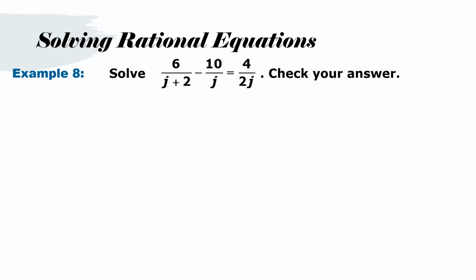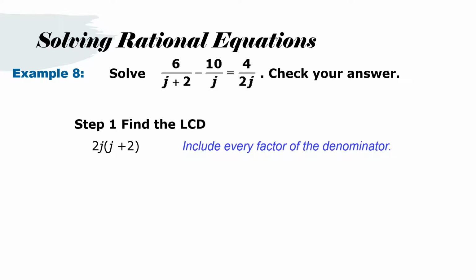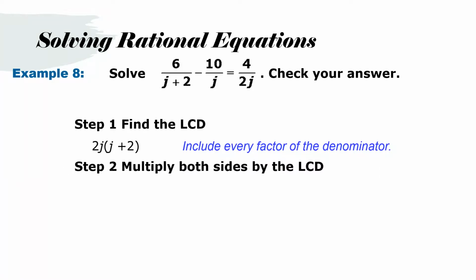Another example, we have 6 over j plus 2 minus 10 over j equals 4 over 2j. Find the LCD. Okay, why do we have this LCD? The factor of j plus 2 is j plus 2 and 1. The factor of j is j, and the factor of 2j is 2 and j. So, since we have 2j's here, then we're just going to use 1j, then 2, then j plus 2.